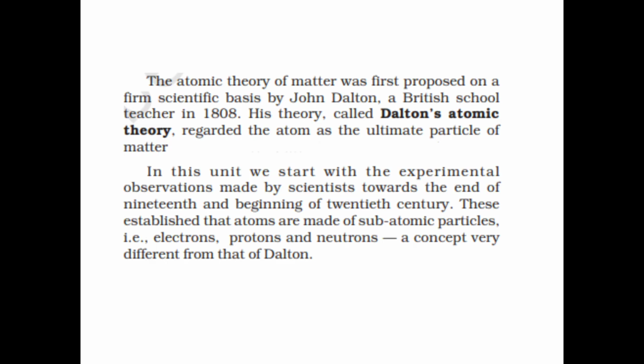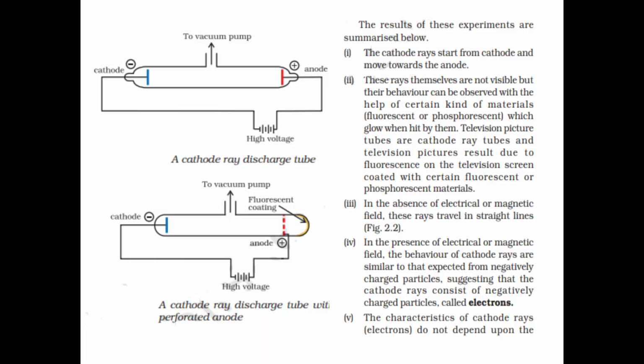The atomic theory of matter was first proposed on a firm scientific basis by John Dalton, a British school teacher, in 1808. His theory, called Dalton's atomic theory, regarded the atom as the ultimate particle of matter. In this unit, we start with the experimental observations made by scientists towards the end of the 19th and beginning of the 20th century. These established that atoms are made of subatomic particles, that is, electrons, protons, and neutrons, a concept very different from that of Dalton.